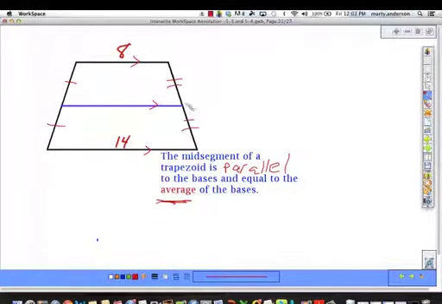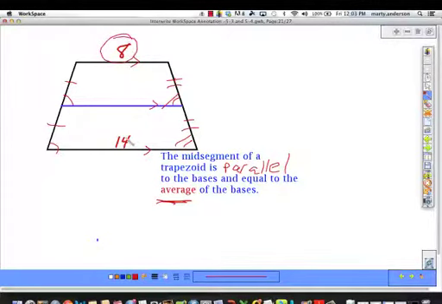Notice, they did not tell us if this was an isosceles trapezoid, so I cannot assume that all four of those are exactly the same. But it gets to be kind of fun when you do get to do that. I got parallel lines, so I got this congruent to this, and I got this congruent to this because of what we know about corresponding angles.